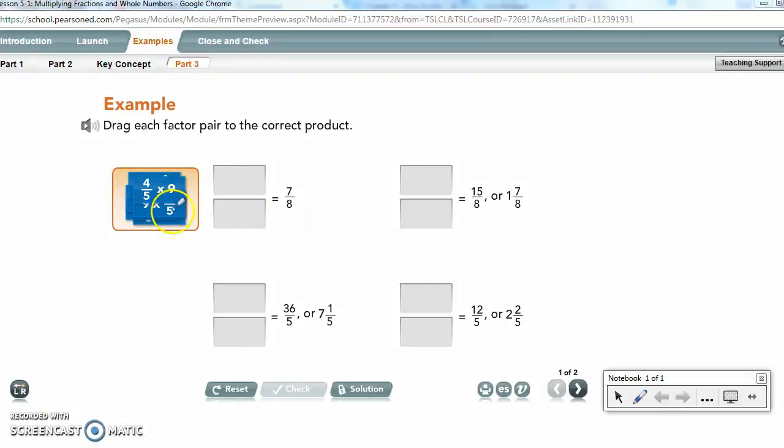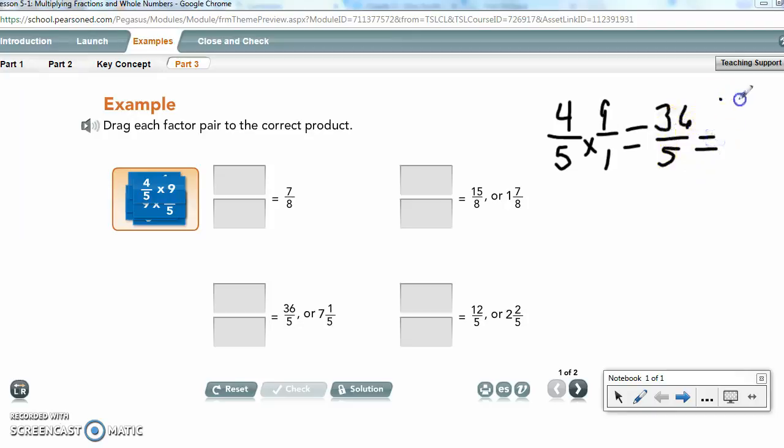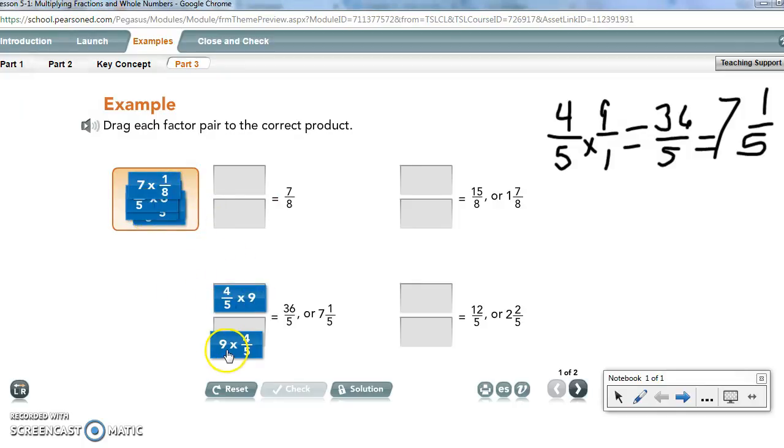Next, go ahead and copy these down with me. So if I have 4/5 and they want me to multiply that by 9, well, any whole number can be written as a fraction as the number over 1. So 9 over 1. 4 times 9 is 36. Okay, 5 times 1 is 5. I know that can then be turned into a proper fraction. 5 goes into 36 7 times with 1 left over. So I have 7 and 1/5, which means my answer is 4/5 times 9, or 9 times 4/5.